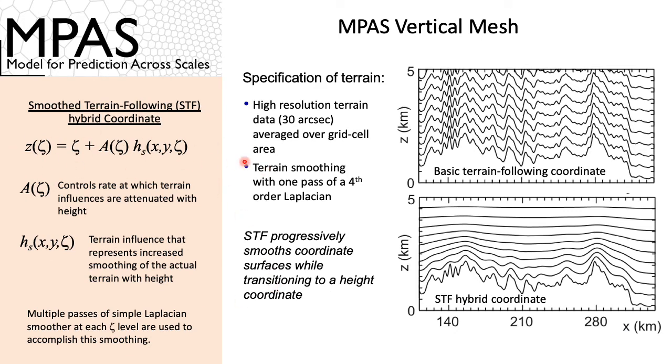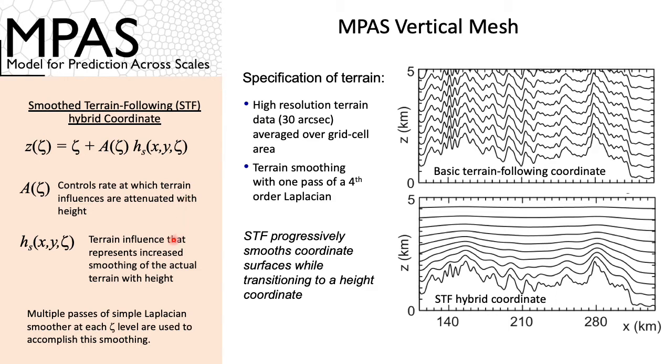This is the equation for the height coordinate. The height z is equal to the coordinate we use in MPAS, which we denote as zeta, plus some function a, which is a function of zeta, times the surface height, which you can see we've written not only as a function of the horizontal, x and y, but also of the coordinate zeta. Now this is where we control how the terrain influences the coordinate.